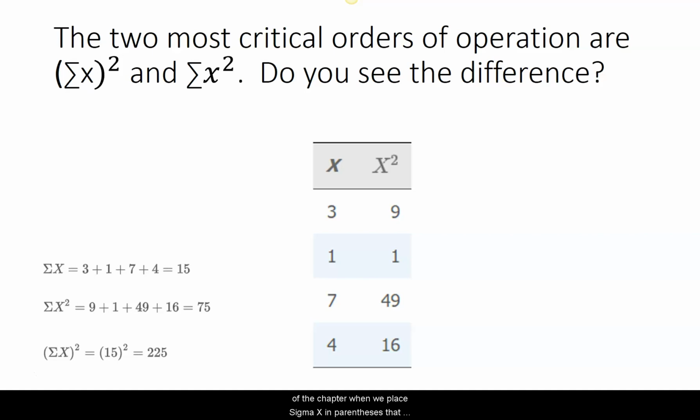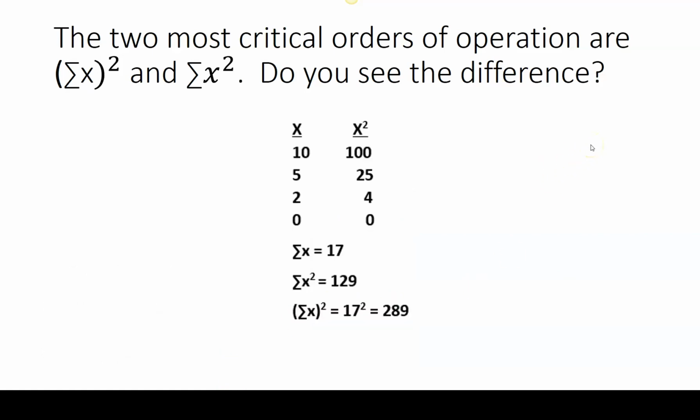When we place sigma x in parentheses, that means take the sum of all the numbers and then square that. When we have sigma x squared with no parentheses, that means take the square of all the numbers first and add those squares up. Add up all of those squares. And that's most of our concern. That's just about it. Those two skills, that differentiation, is what's needed in order to solve problems in chapter 4, which we'll do not necessarily by hand, but in a rudimentary fashion.